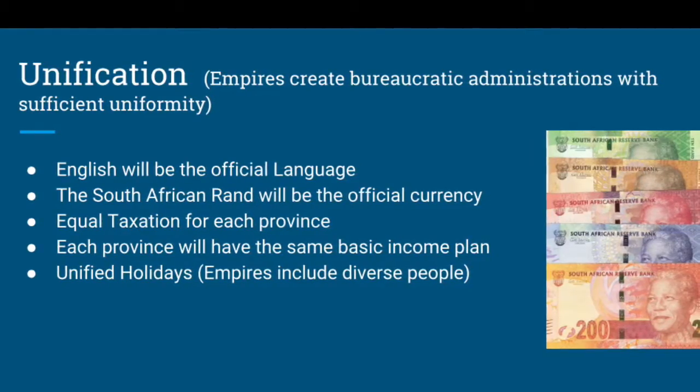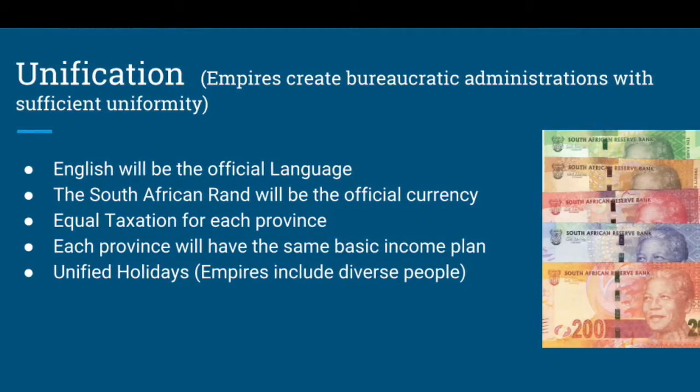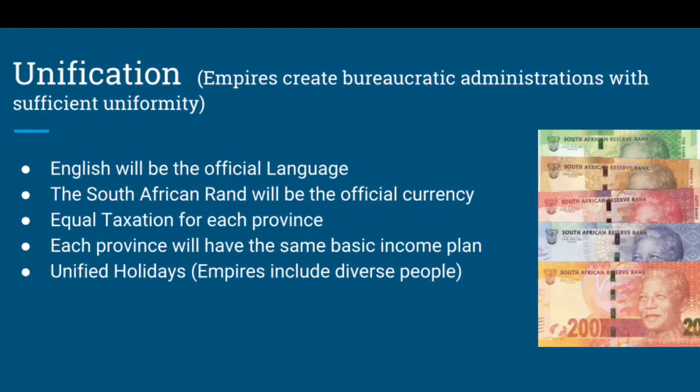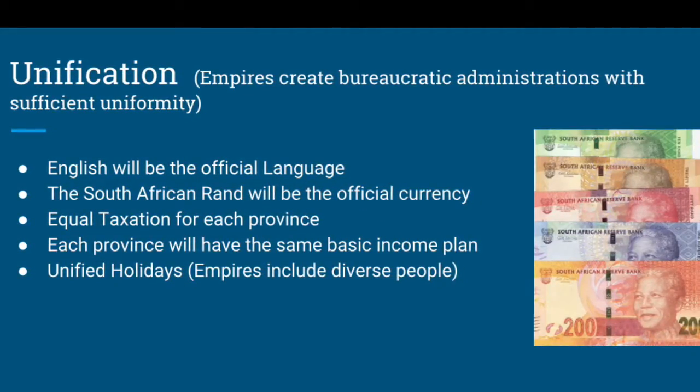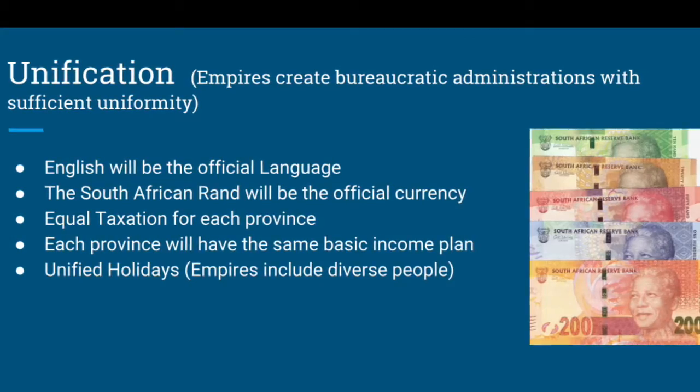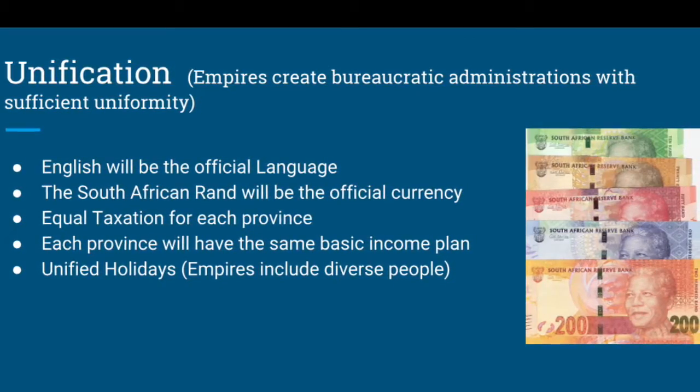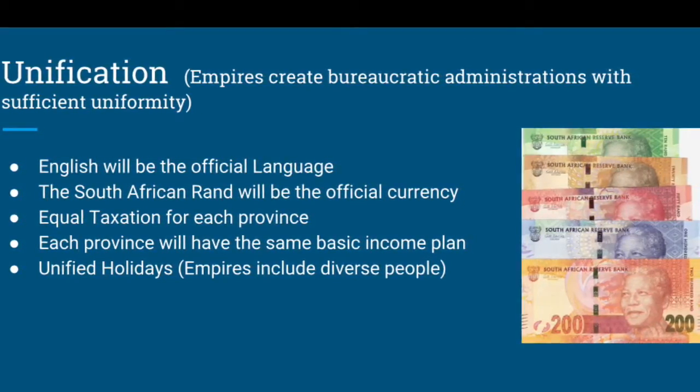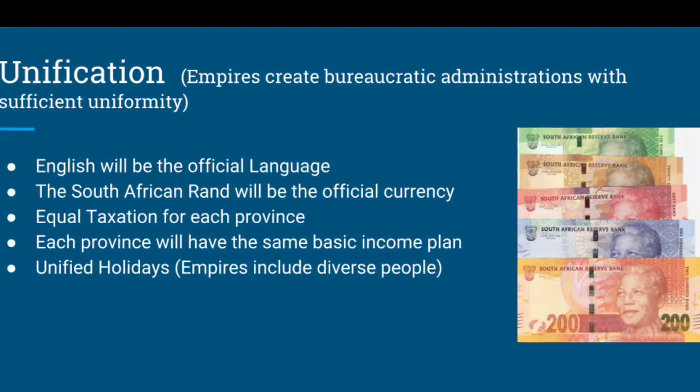Equal taxation for each province means that everyone has to pay their fair share and no one feels that they got taken advantage of. Each province having the same basic income plan means that no one feels that they got slighted. The unified holidays means that everyone gets to celebrate the same holidays, and it means that no one feels like they got left out.